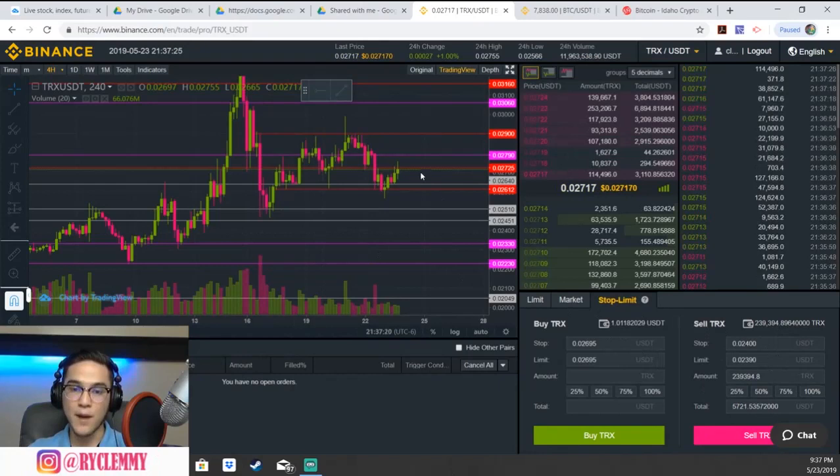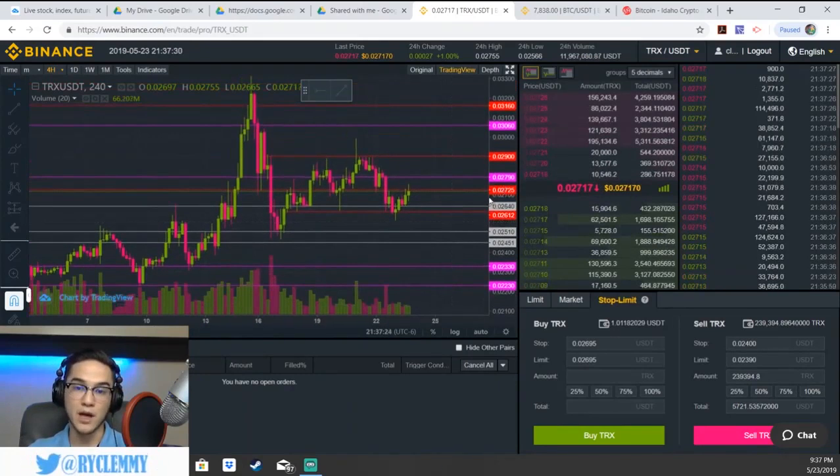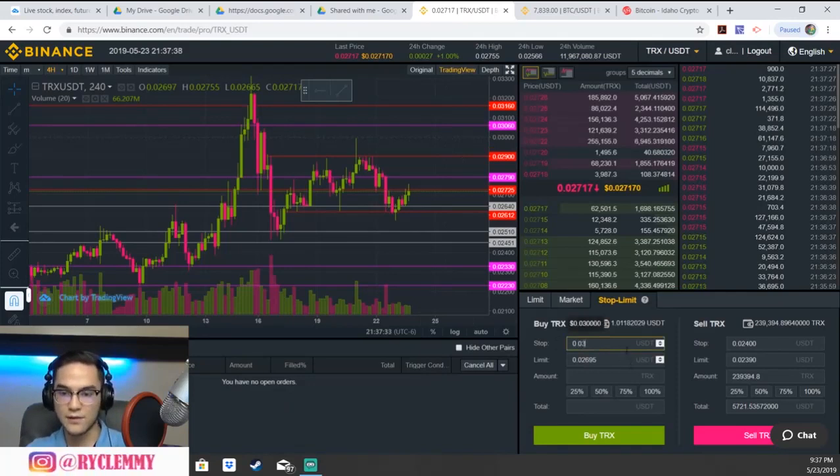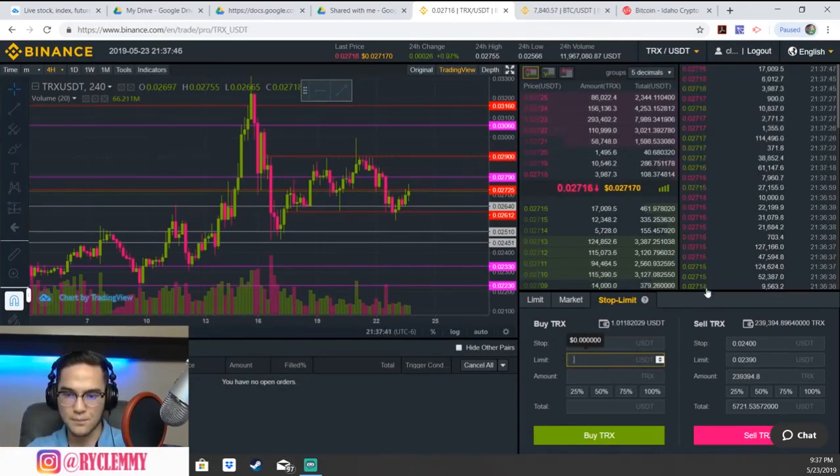Same thing goes for a buy. Let's say that you didn't want to miss out on the market blowing up overnight. So you could say, okay, well, I want to put a buy order if Tron gets higher than 3 cents. If Tron gets higher than 3 cents, I want to buy it because it could keep going up. This is just an example. That wouldn't be a wise decision.